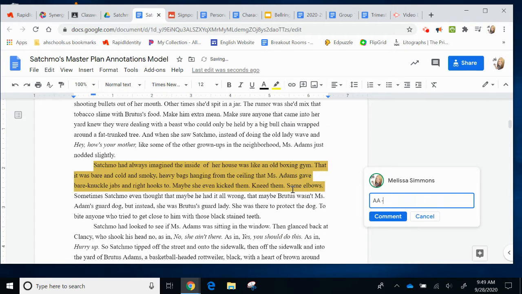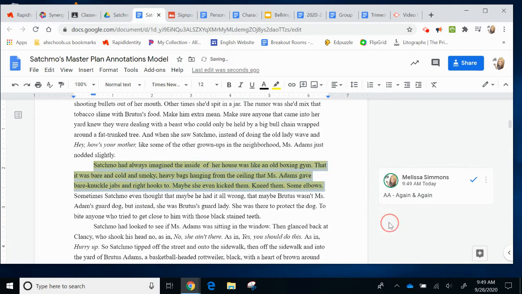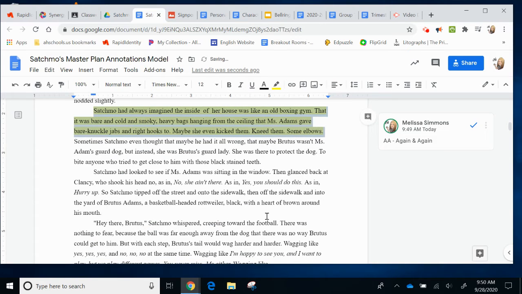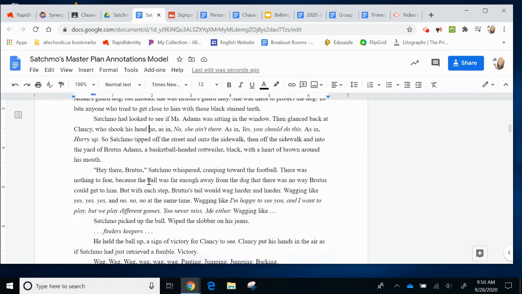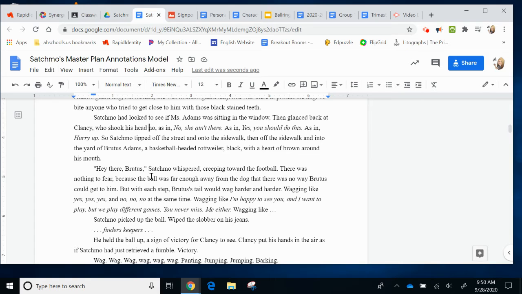So again, you can do AA or again. Okay. And then we'll just keep going through this moment of his past. And as we keep going, right, Sachimo looks to make sure she isn't there. And he's like, okay, I'm going to get it. He talks to Brutus and kind of towards the football. And we get Brutus here.